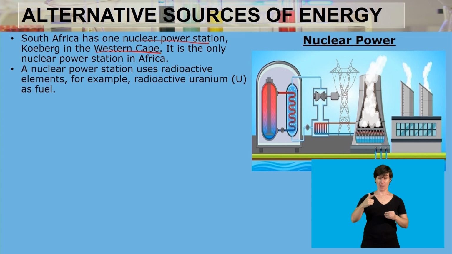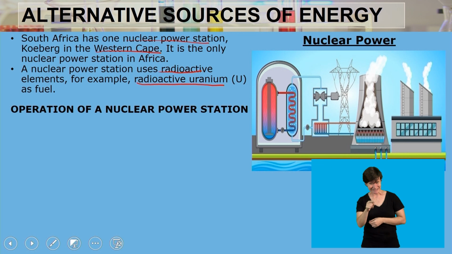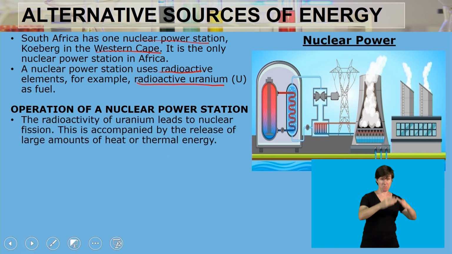A nuclear power station uses radioactive elements. For example, it is using radioactive uranium as fuel. And we do know that radioactive substances can cause cancer. So that's one of the disadvantages of using nuclear power. So then how does it operate? The operation of a nuclear power station.